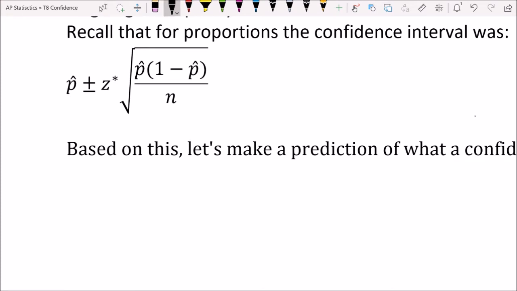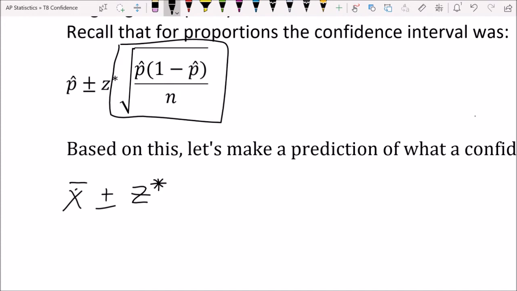Based on what we learned in the last lesson, what do we think it would look like for a mean? Well, it wouldn't be p hat. It would probably be x bar. And maybe we would think that it's still z star. That would seem intuitive. And this right here, remember, was the standard deviation of the sampling distribution for a proportion. So what would that be for a mean? Well, that would be this. So we would think that maybe this would be how we find a confidence interval for a mean.